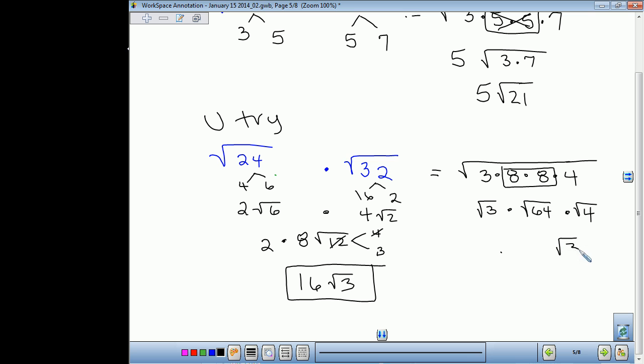No, we don't know the square root of 3. Can you take the square root of 64? Yes. What is it? 8. So if you can take the square root of it, that's when it comes basically out from under the radical. You can take the square root of 4. That's when it comes out from under the radical.